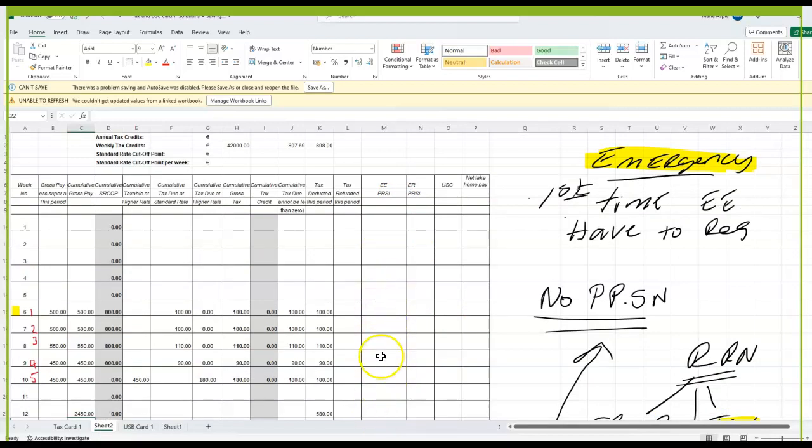Any rules for emergency PRSI? No, still the same. We're basing it on the income here at the moment, and if we're looking at that one, it would just be €500 multiplied by 4%. There's no PRSI credit on that one, so that was fine. No PRSI credit in any of those because they all exceed 424.